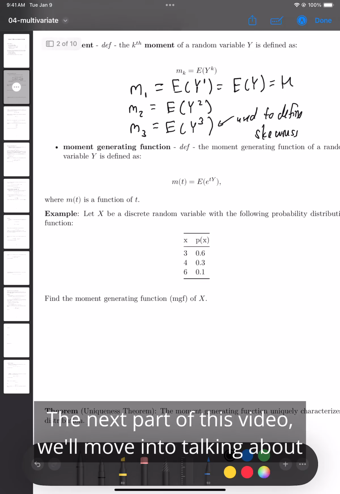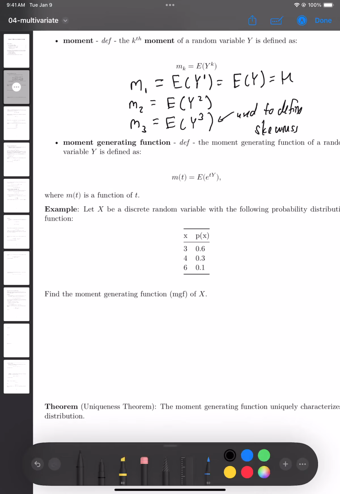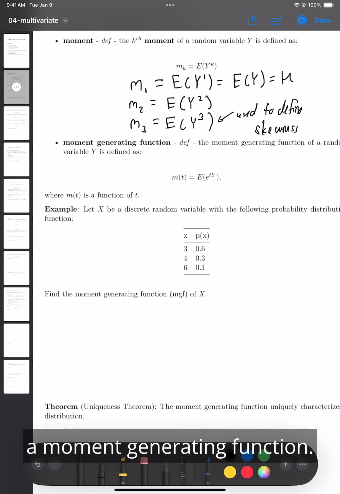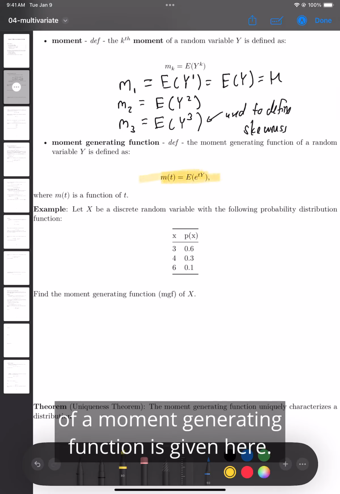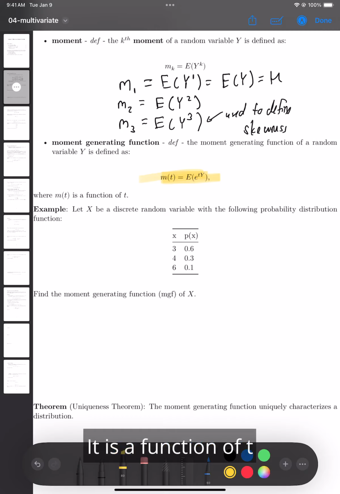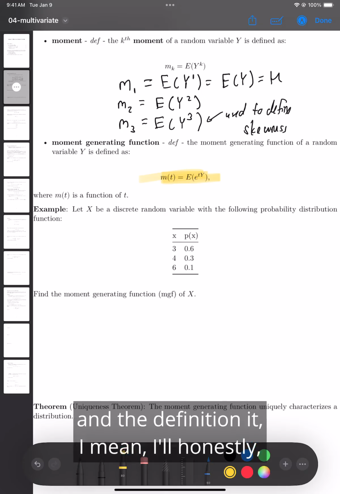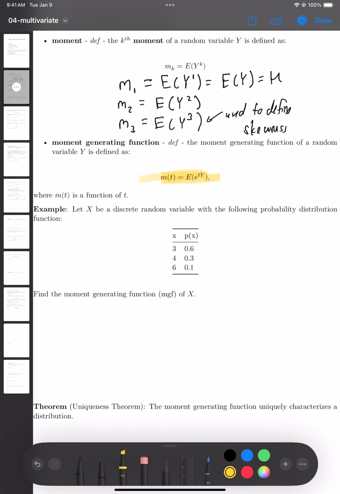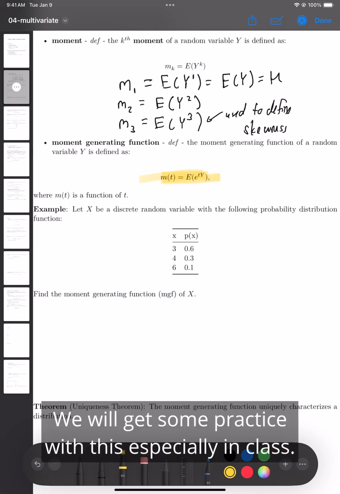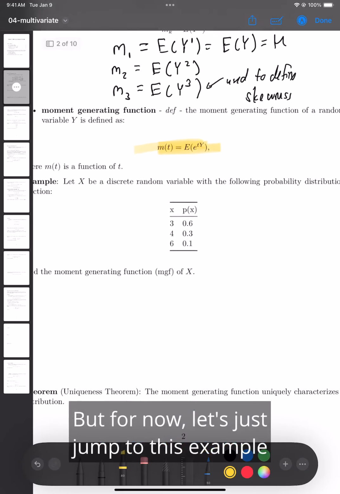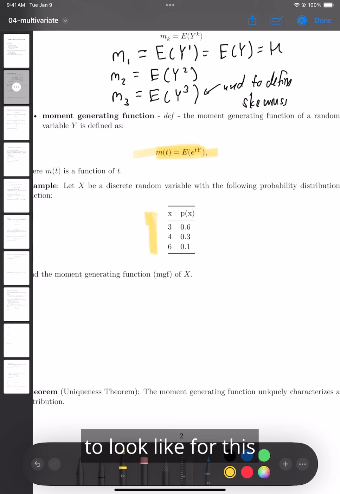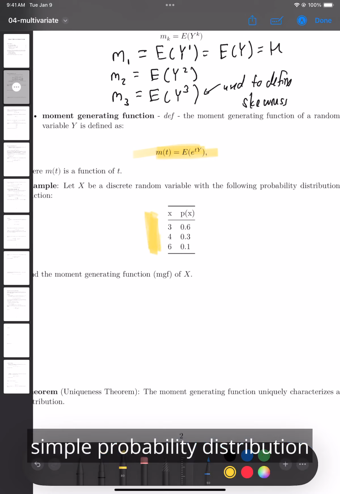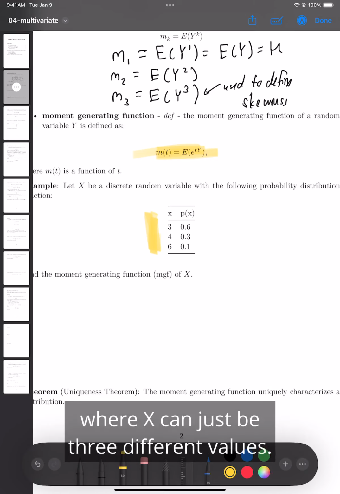The next part of this video will move into talking about a moment generating function. Again, the definition of a moment generating function is given here. It is a function of t. And the definition, honestly, is quite abstract. We will get some practice with this, especially in class. But for now, let's just jump to this example to see what this moment generating function is going to look like for this simple probability distribution where x can just be three different values.